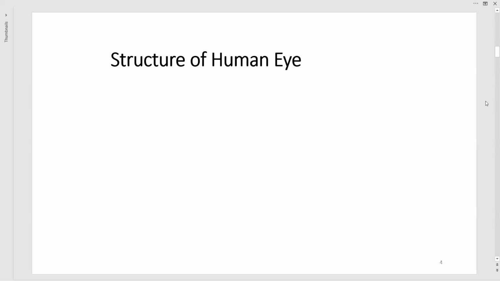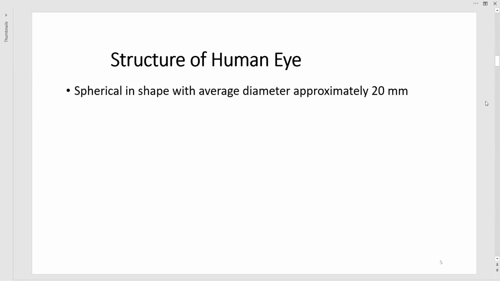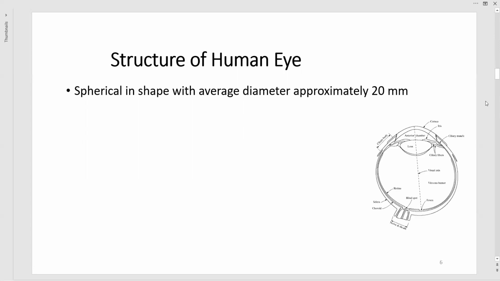Next, we go towards the structure of the human eye, and how the human eye helps with image formation. Very first, when we discuss the structure of the human eye, it is spherical in shape, with an average diameter of approximately 20 mm. This is an approximation; most people have about 20 mm. This is the simple structure of the human eye.